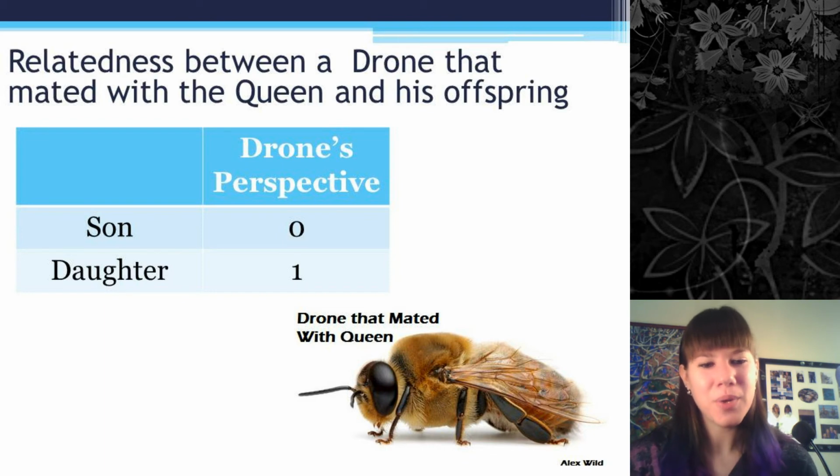So if I mated with the queen, I am not at all related to my sons because none of my sperm get to him, and I'm 100% related to my daughters because the male contribution that they have in their genetics is entirely mine.